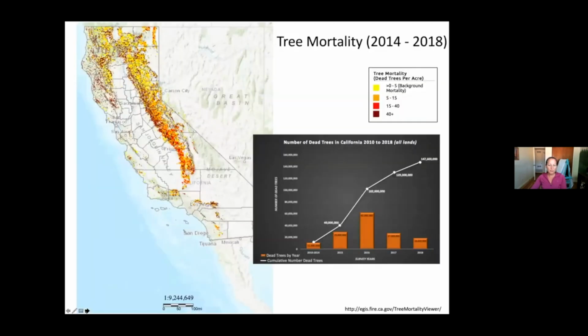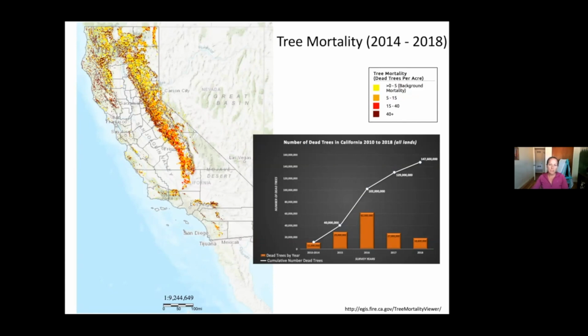In particular, what I'm going to be talking about today in the context and the stage I'm setting is tree mortality. And those of you working in forest ecosystems in California are very familiar with this map. It comes from the tree mortality viewer through CAL FIRE. The map on the left shows the cumulative mortality between 2014 and 2018, which was when we really started to see the effects of the drought across the landscape.